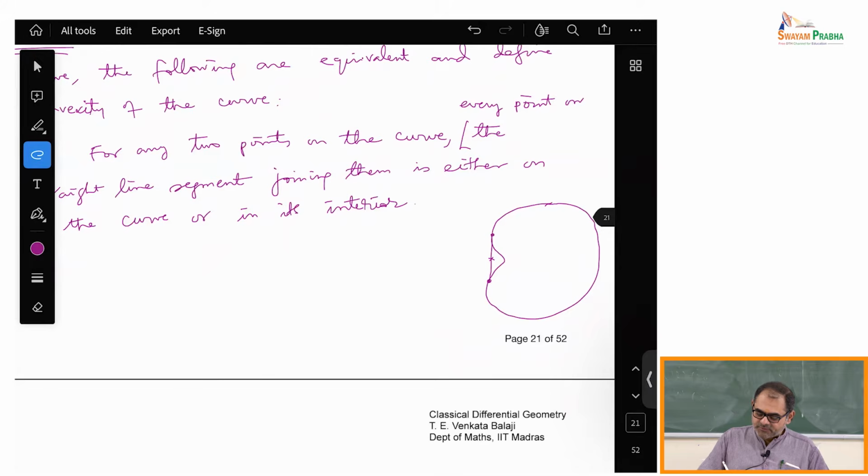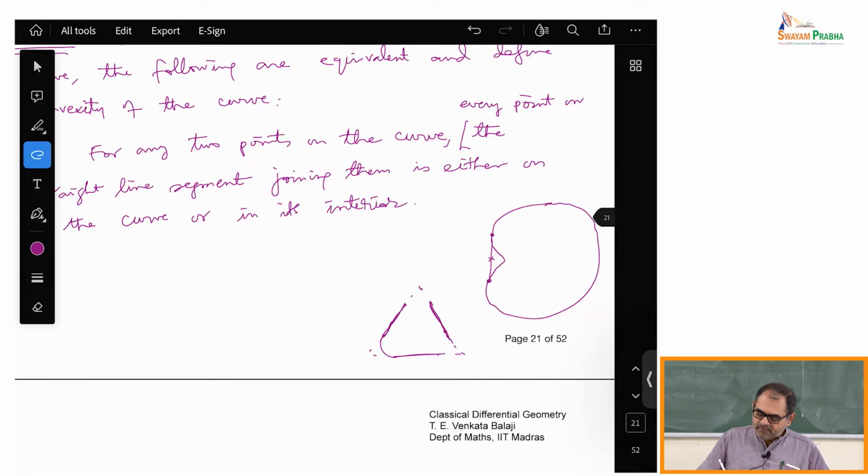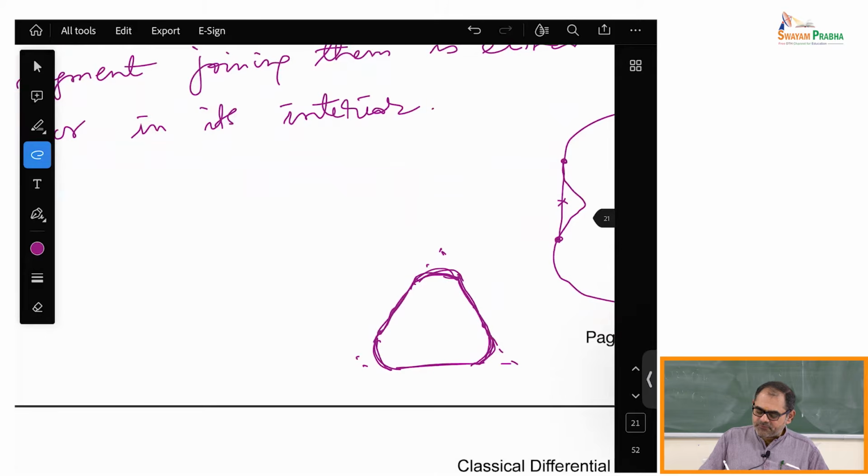So the other possibility is that you can also have something like this. Just think of something like a triangle, and I take the three sides and join them by nice arcs, like this. Then this is also convex. And if you take this point and this point, the line segment joining these 2 points is completely on the curve itself.